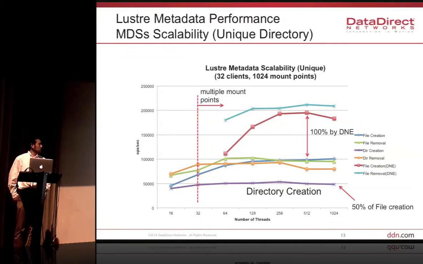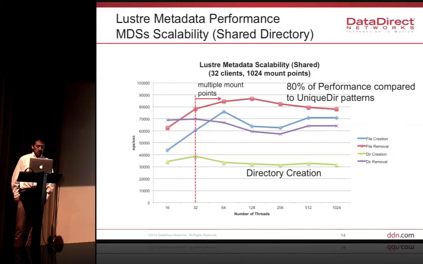Then we also ran the benchmark using DNE. DNE helped a lot. We saw double the performance of the single metadata server, so it scales linearly with the number of MDS servers and MDTs. One of the exceptions is directory creation, which does not scale much even as the number of threads increases. This is one of the limitations.